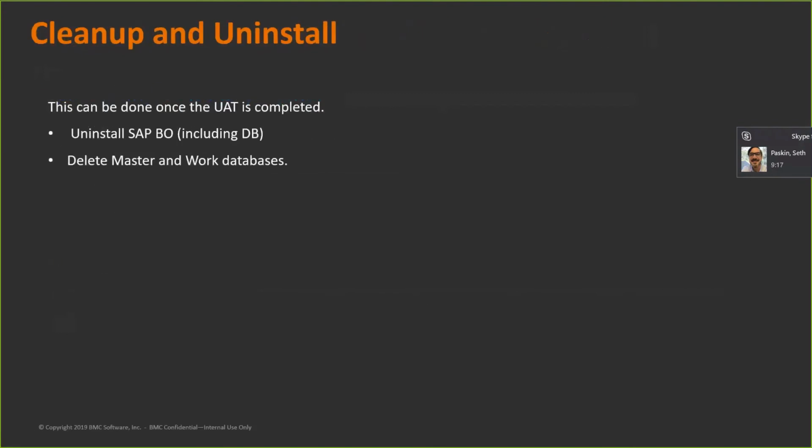And once you have installed the smart reporting component, you can in parallel view the results of SAP BO as well as Yellowfin and see whether the data is consistent or not. Once the testing is completed, you can uninstall SAP Business Objects, which was the previous report viewer. And the last step would be to delete the master and work databases, and this is needed because we are not using Oracle ODI anymore, so you don't need these databases anymore.